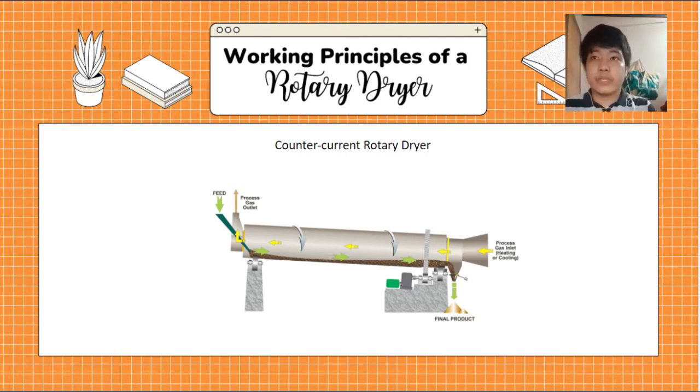The difference between co-current and countercurrent rotary dryers is that co-current rotary dryers have a similar direction of flow of the feedstock and the gas, while countercurrent rotary dryers have an opposite direction of flow. Also, co-current rotary dryers can be used with heat-sensitive materials, while countercurrent rotary dryers are often not suitable for heat-sensitive materials.